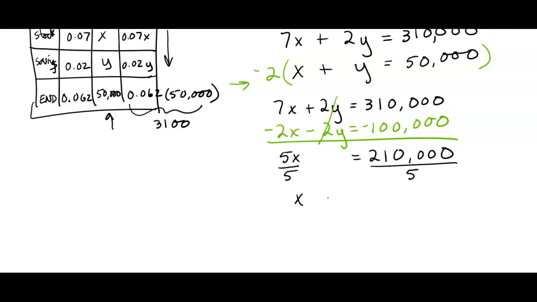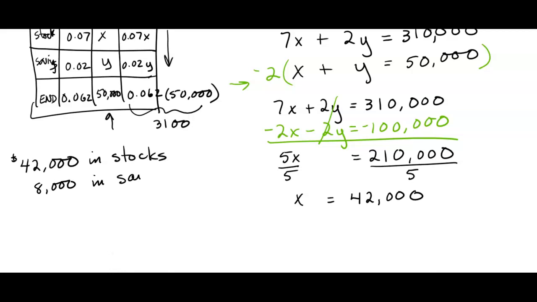So it's got to be less than 50,000 because he's splitting up his money into 2 accounts, right? All right, so for this number, we're going to get x to be $42,000. So it looks like he's going to invest $42,000 in stocks. And then now remember, it has to total up to 50,000, so it must be 8,000 in the savings account. Okay, so that's the answer.